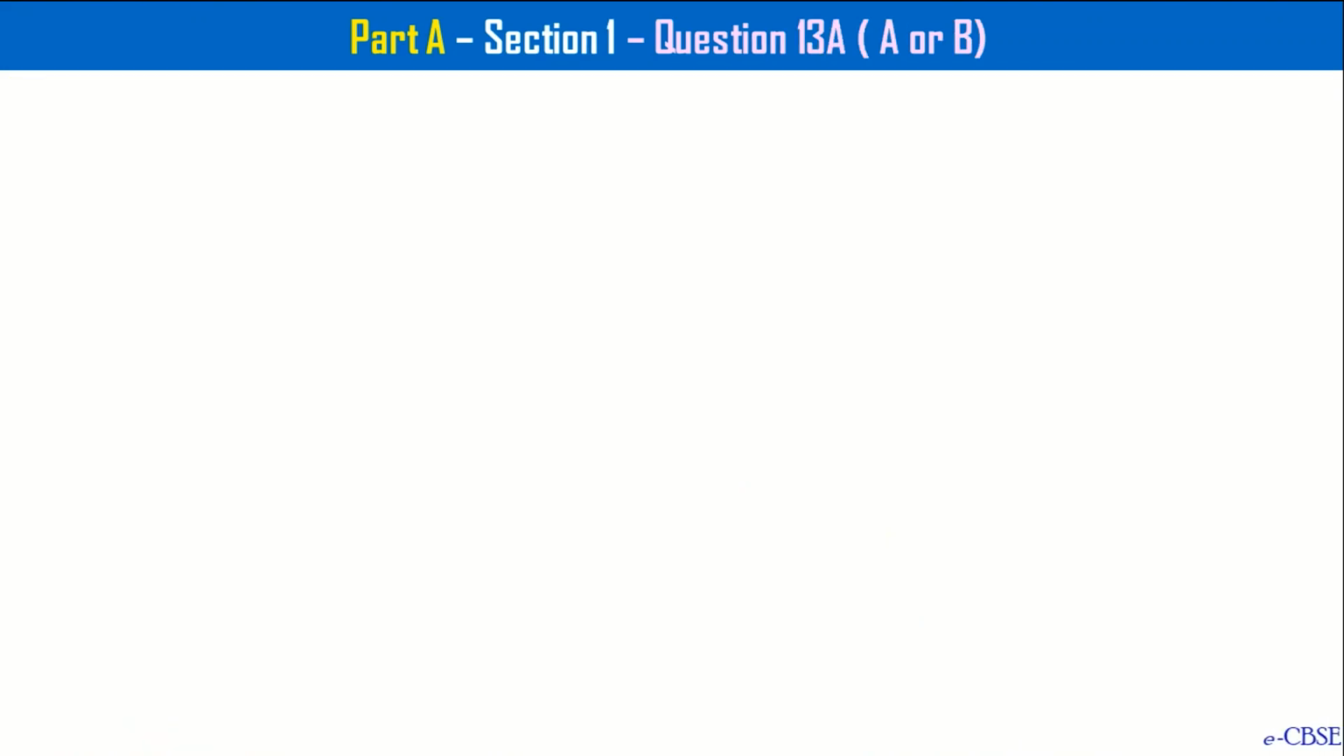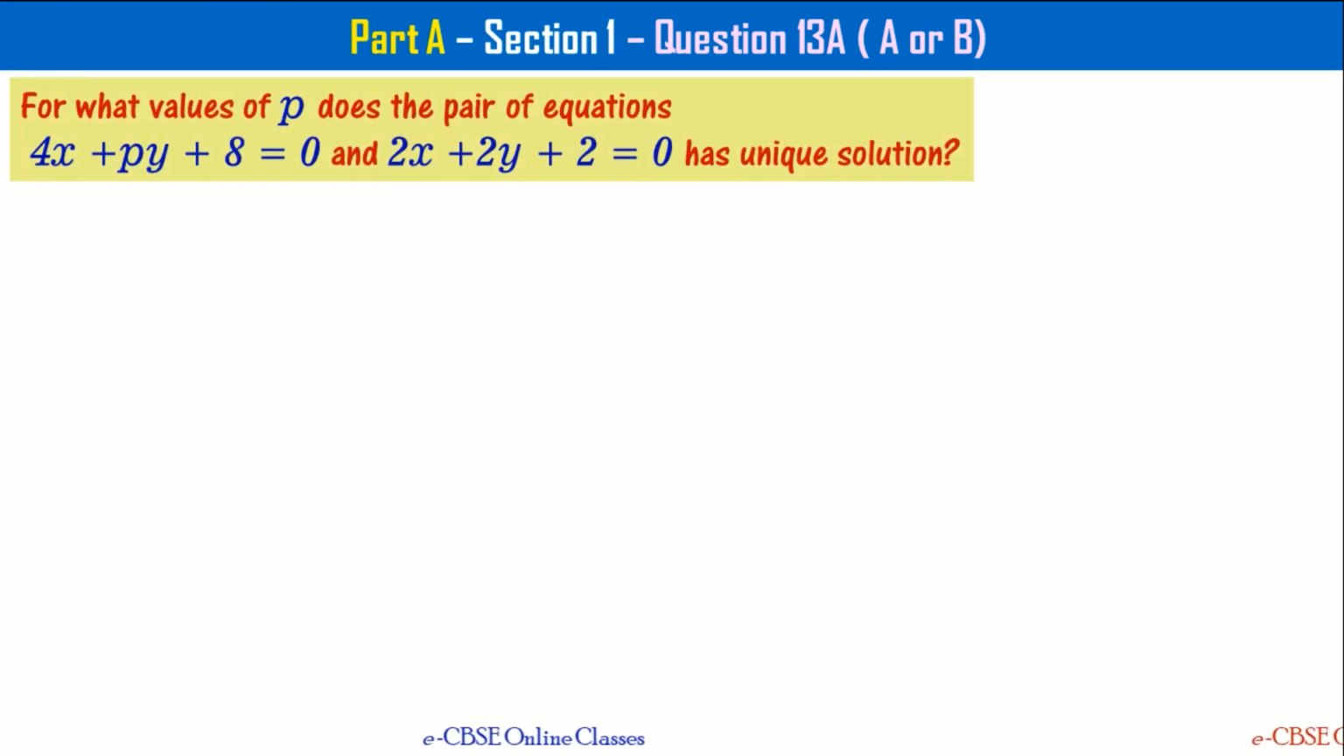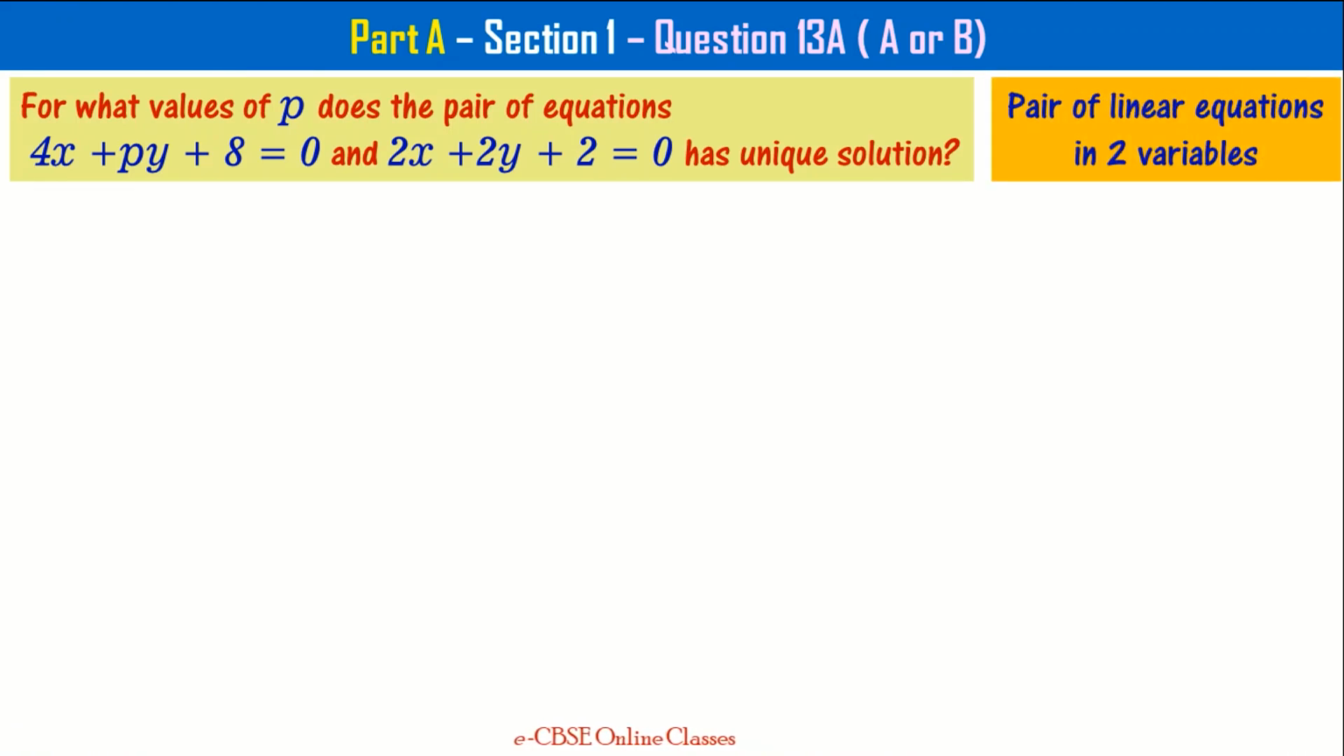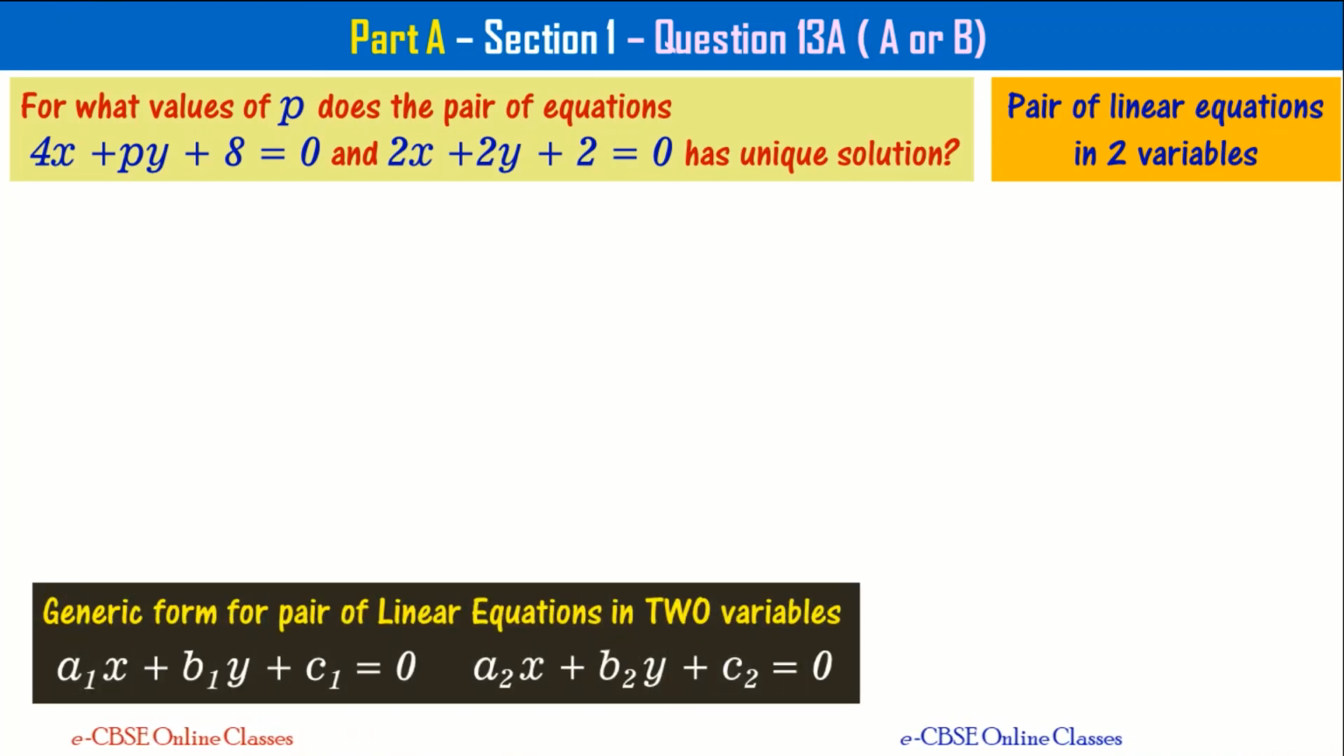Let's go to choice A of question number 13 now. For what values of p does the pair of equations 4x plus py plus 8 equal to 0 and 2x plus 2y plus 2 equal to 0 have unique solution? This is from the topic on pair of linear equations in two variables. And we know that generic form for pair of linear equations in two variables is written as a1x plus b1y plus c1 equal to 0 and a2x plus b2y plus c2 equal to 0.